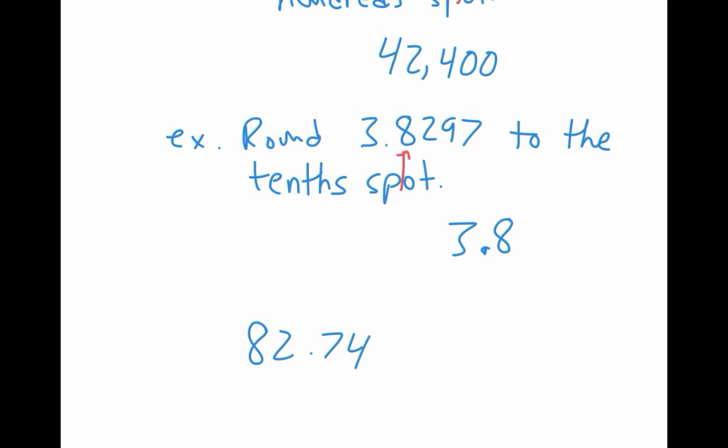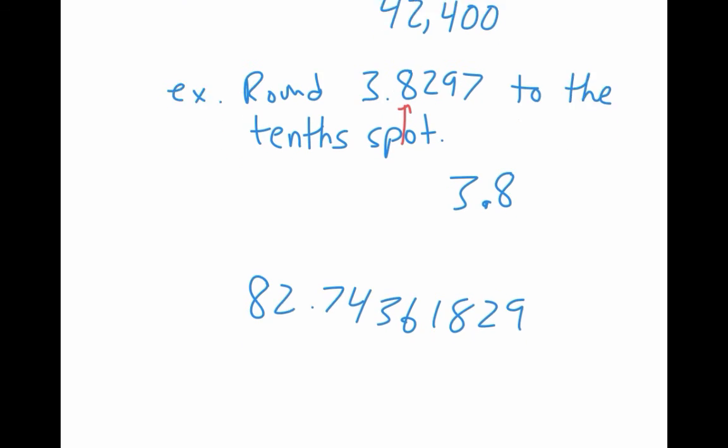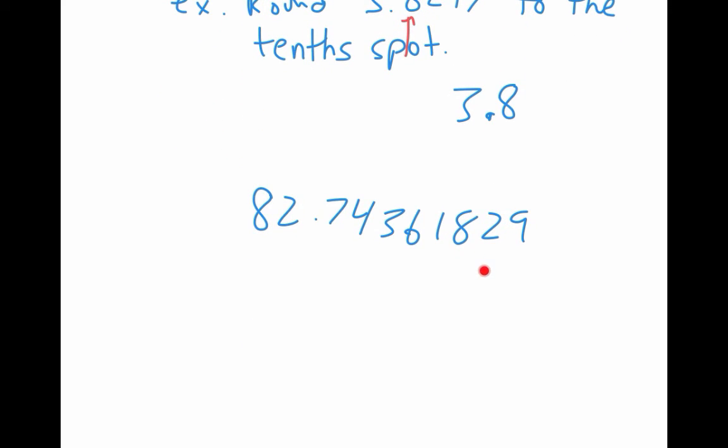And by don't round too much, I wouldn't say something like, if you have 82.7436182 9, so say you have that. If you want to round that to this spot here, would you leave it a 2, make it a 3? 3. If you want to round it here, leave it at 8, make it a 9. 8, 2, and so on.